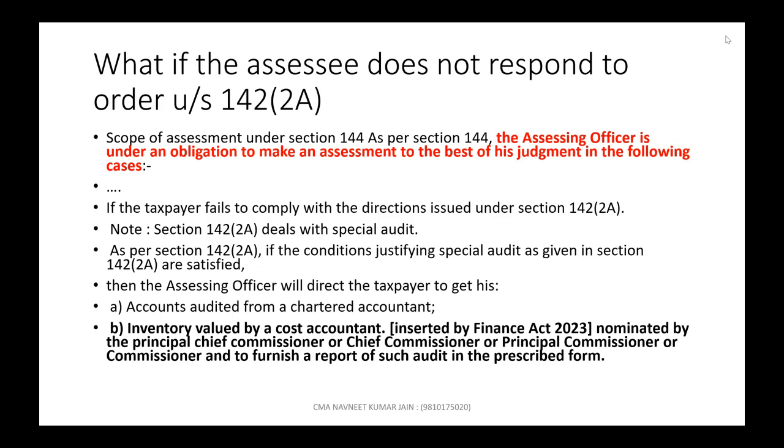Section 144A. What if the assessee does not respond to an order under Section 142A? The assessing officer is under an obligation to make an assessment to the best of his judgment. We need to understand this provision because we have already experienced that whenever any special audit order or any special assignment like inventory valuation is given, normally we do not receive the data. And if we do not receive the data, things get stuck. But here, income tax officers are vested with the powers to go in for a best judgment assessment. So remember, this will be detrimental to the person who is not cooperating. So we need to tell these things to the assessees also.